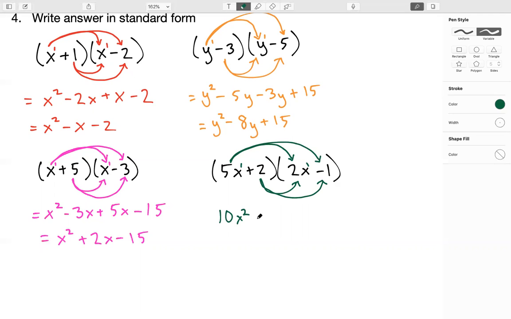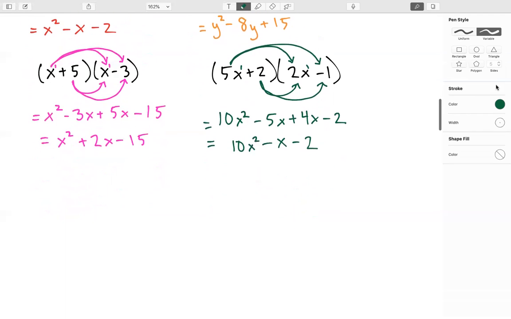5x times negative 1 is negative 5x. 2 times 2x is 4, right? 2 times 2 is 4x. Then 2 times negative 1, maybe it helps if I trace that with my pencil, is negative 2. Combine the middle two terms. Don't forget those equal signs. Negative 5 plus 4 in the middle is negative x. And there would be a negative 1x, but we don't write the 1. And we're done with that one.